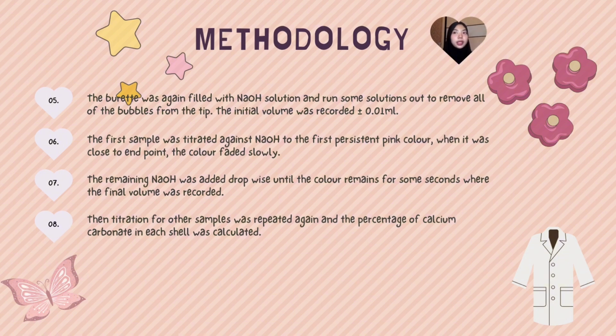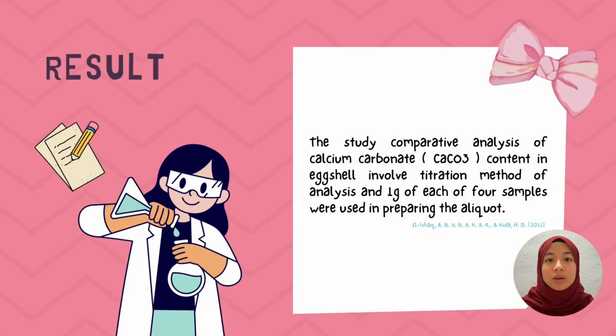And the last step, the titration was repeated for the other samples, and the percentage of calcium carbonate in each shell was calculated. As for the result, the comparative analysis of calcium carbonate contained in eggshell involved the titration method of analysis, and 1 gram of each of 4 samples was used in preparing the aliquot.